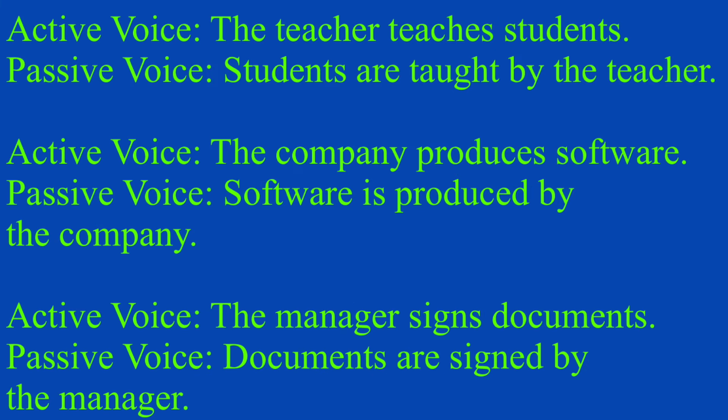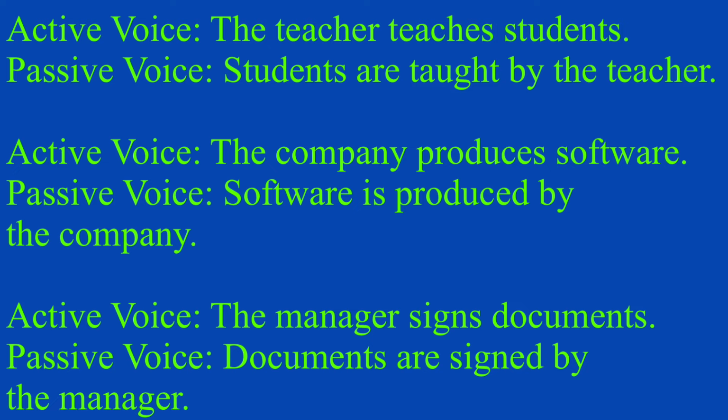The teacher teaches students. The passive voice: students are taught by the teacher. Here, students is plural. That's why we used the helping verb are. V3 taught. As usual, by preposition, the teacher. The next example: the company produces software. Coming to passive voice, software is a singular word, right? See, software is produced by the company.